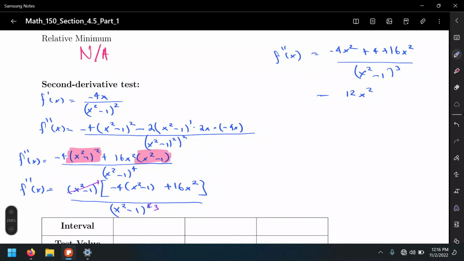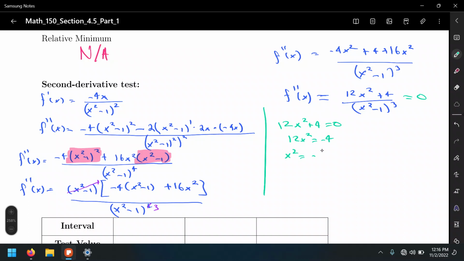Did I do another mistake? Because I was, no, that's fine. 12x squared plus 4 over the quantity x squared minus 1 cubed. So that's the second derivative, and again, we have to simplify it all the way. So when we set both numerator and denominator equal to 0, we end up with easy equations to solve. So let's go about the first equation. I'm going to set the numerator equal to 0: 12x squared plus 4 equals 0, but in this case, 12x squared equals negative 4, and x squared equals negative 4 over 12, which is negative 1/3. Can we take the square root of a negative number and get a real number?